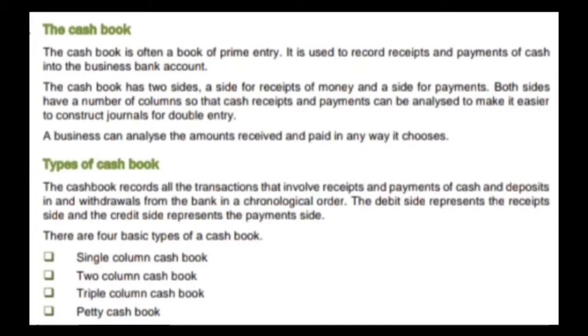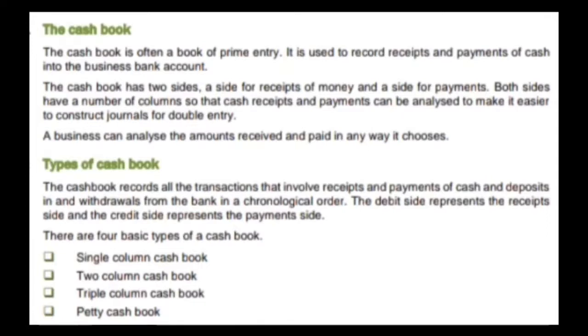There are types of cash books. Number 1, single column cash book. Single column cash book means that only a bank column or a cash column is given there, and you record the receipts and payments from them. Then 2 column cash book. 2 column means where the receipt and the payment either from the cash or from the bank both are given. Then 3 column cash book.